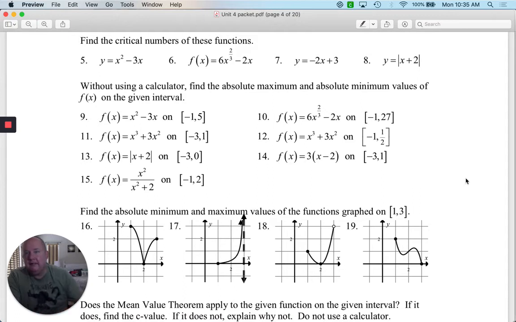Number 8. So in number 8, let's try this one. All right, try it. So y equals the absolute value of x plus 2. Can you find where the critical numbers are? Press pause, think about it, and then come back.